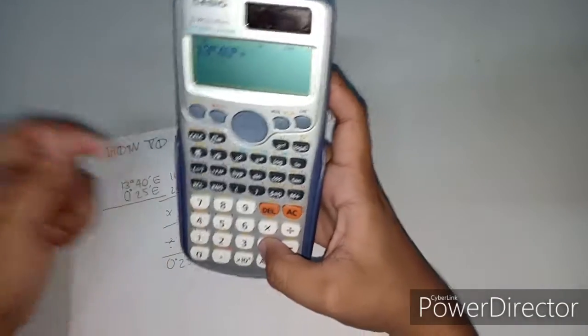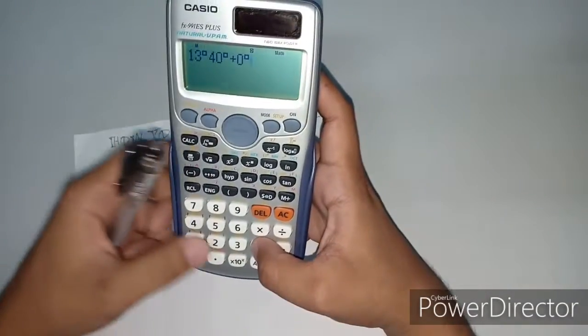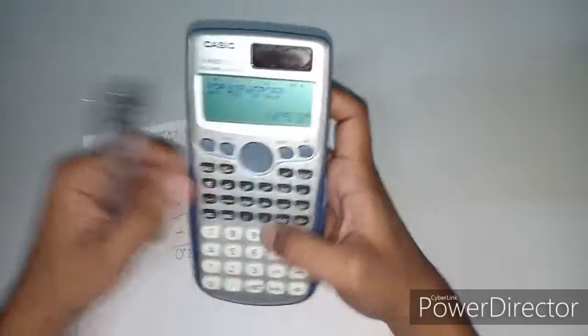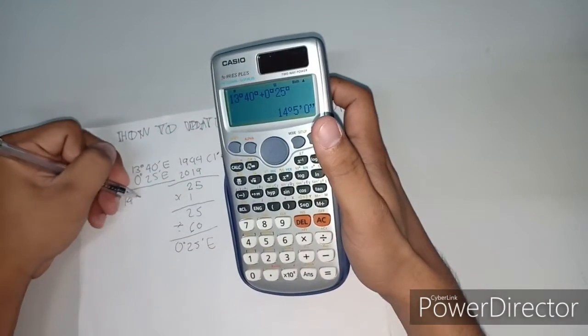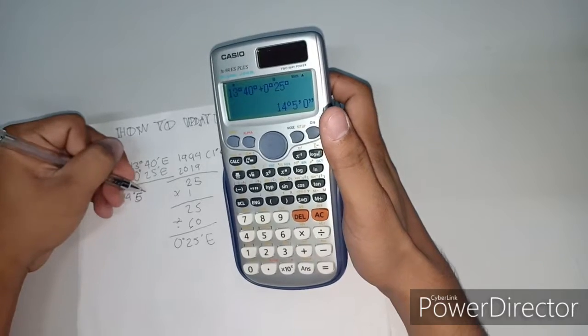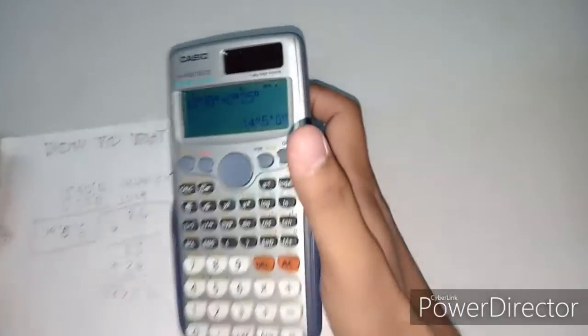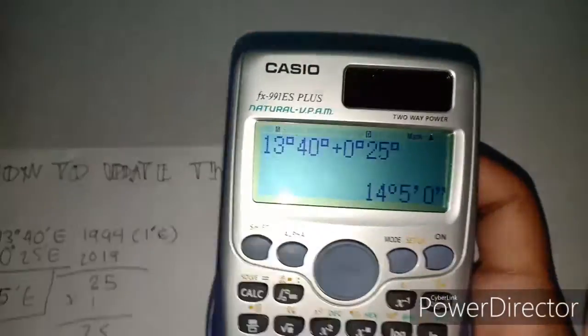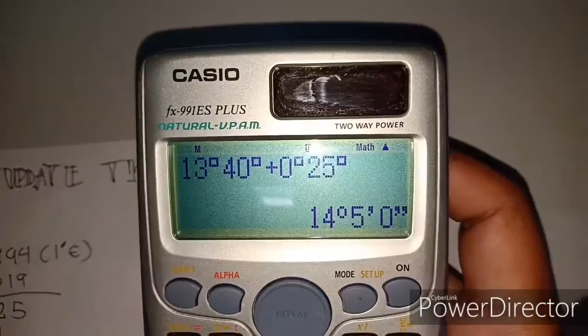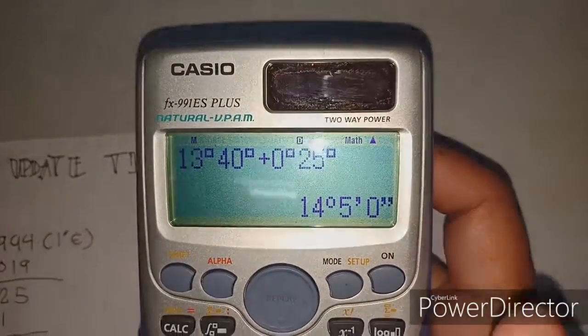So 13 degrees and 40 minutes plus 25 minutes east equals... So now we got the variation of 2019 of 14 degrees 5 minutes east. So that's it, guys. That's how you update the variation from 1994 to 2019. I hope you understand our topic for today.